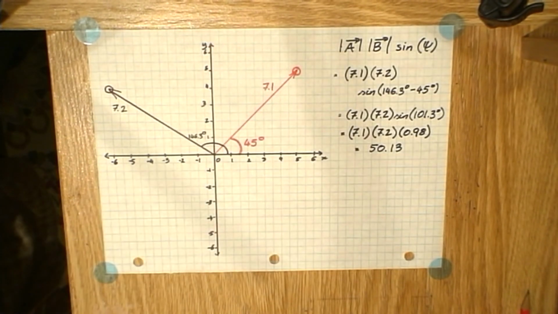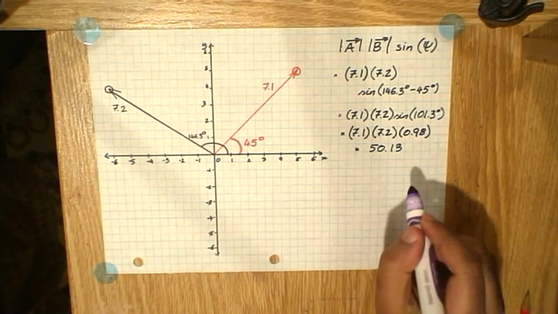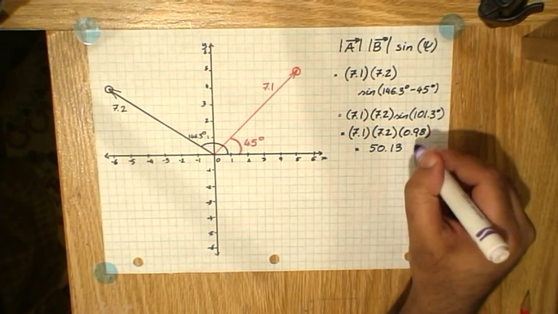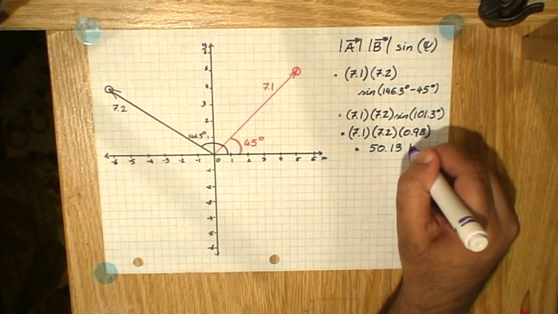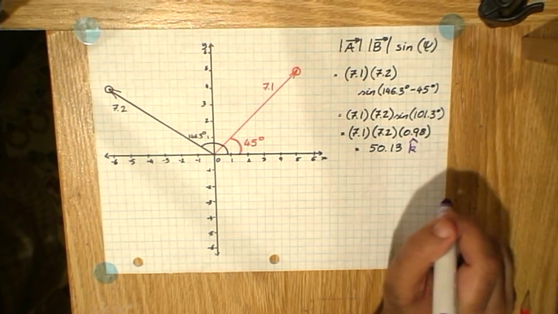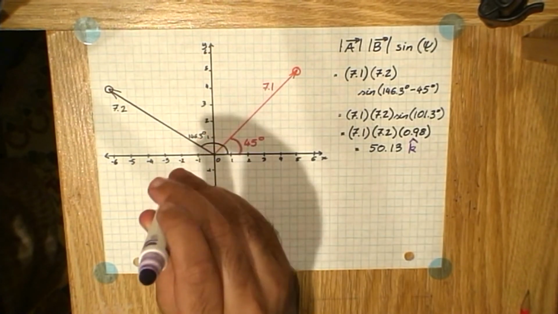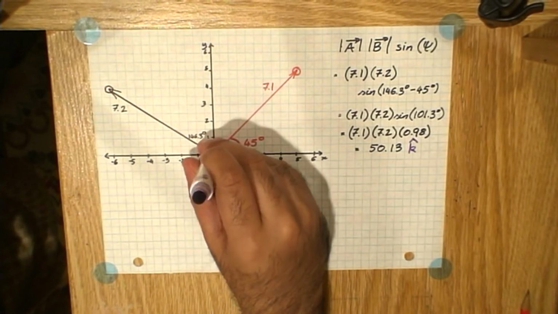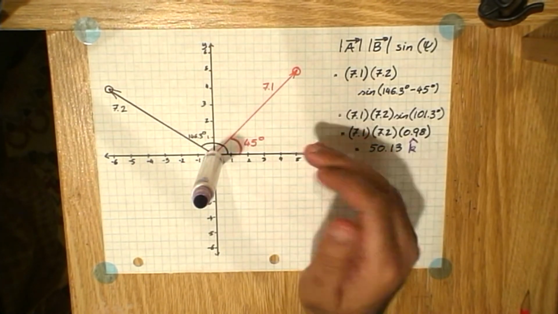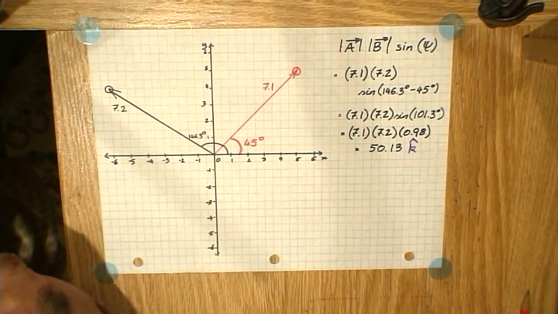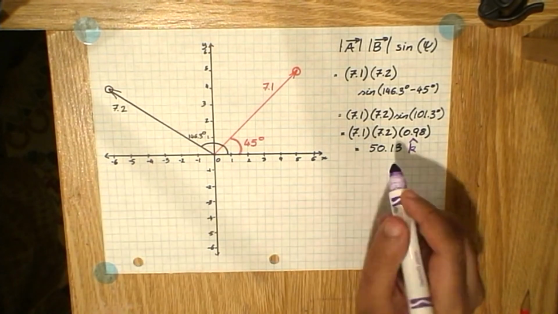The way that we would symbolize that is to attach to this 50.13 the letter k hat to symbolize the fact that this is in the positive z direction. A positive z direction is called k hat, whereas a negative z direction would be called negative k hat. So this is our cross product.